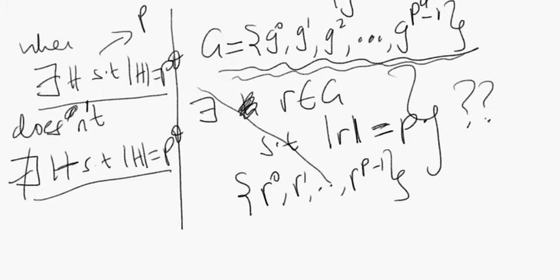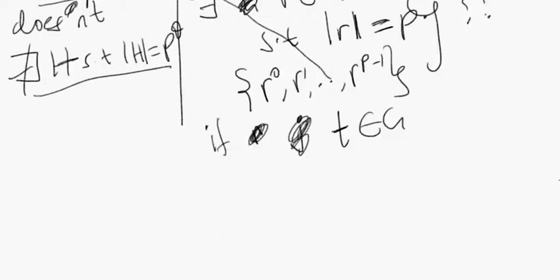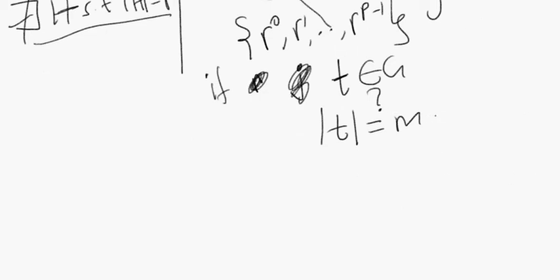Well, maybe the first question to ask is, if we have some T, element of some group, how do we prove that the order of T equals some M? How do we prove that an element has a given order? What's the strategy for doing that?